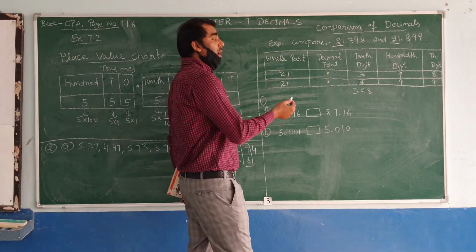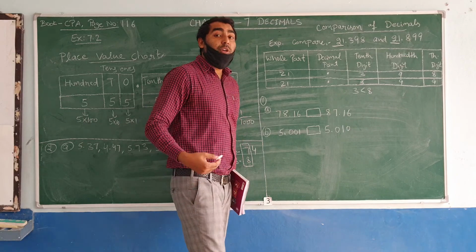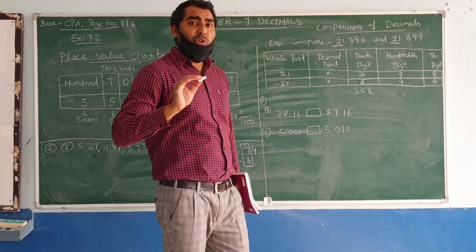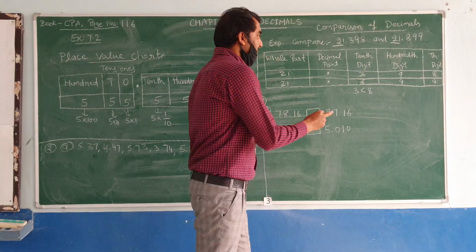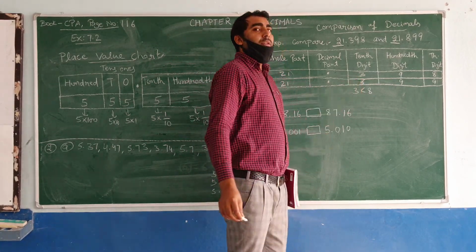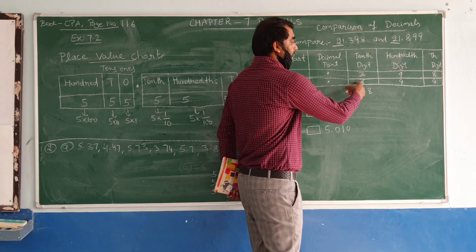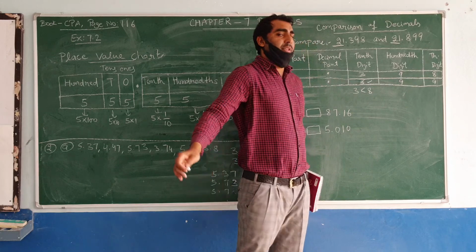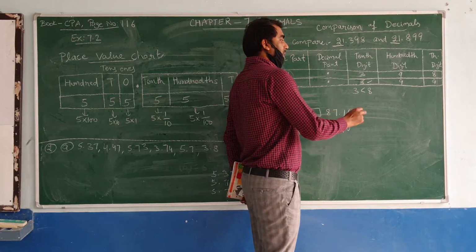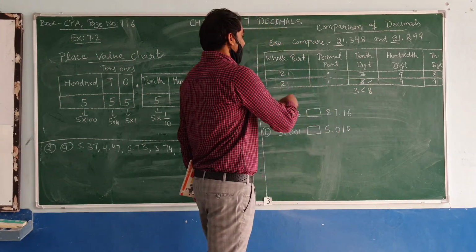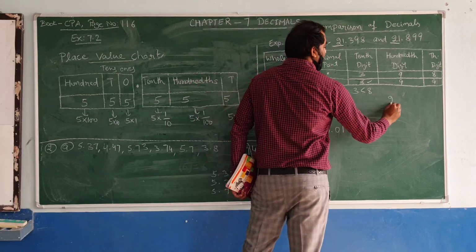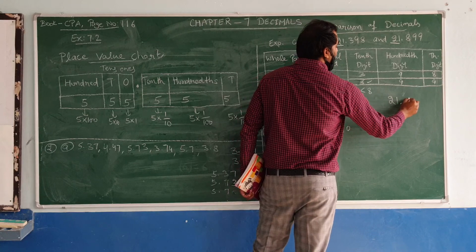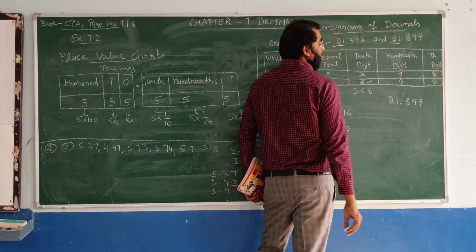Then we will check after the point. After the point, here is 3. Always, firstly we will check the first digit. Okay, here is 3, here is 8. So which is greater? 3 or 8? It means 8 is greater. We don't need to go further. Okay, just stop here. 8 is greater. It means 21.899 is greater.